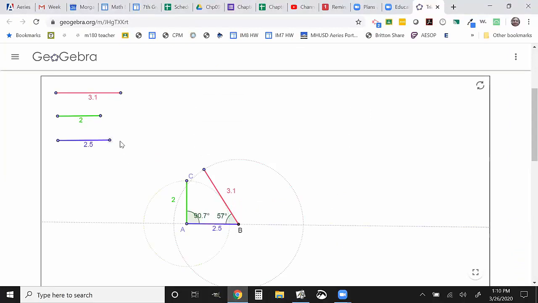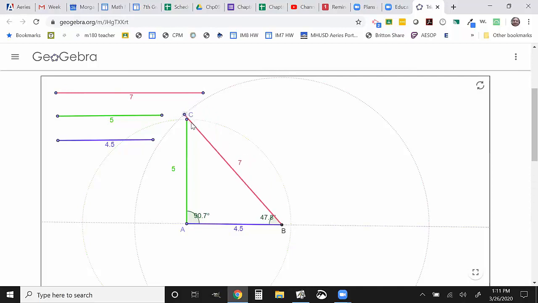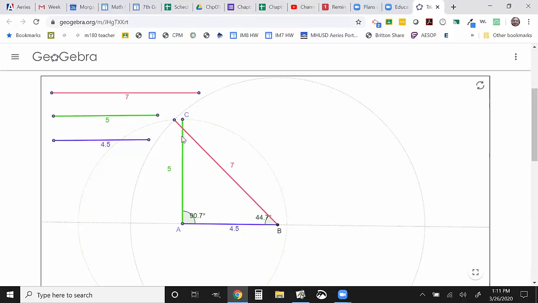4.5, 5, and 7. So I'm going to go 4.5, 5, and 7. I want you to try to be different from me. If you can do that, it'd be great. Let's see if we get the same triangle. Whoops, 7. Bring that here. And again, whoop.